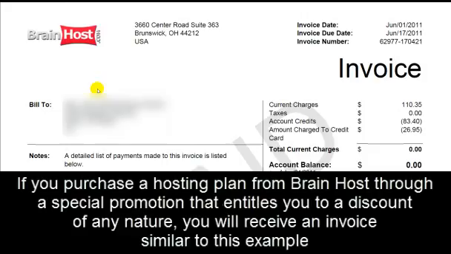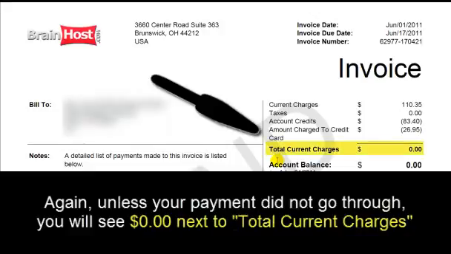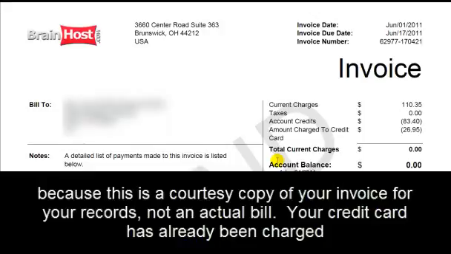If you purchase through a special promotion. If you purchase a hosting plan from BrainHost through a special promotion that entitles you to a discount of any nature, you will receive an invoice similar to this example. Again, unless your payment did not go through, you will see 0 next to the total current charges. Because this is a courtesy copy of your invoice for your records, not an actual bill, your credit card has already been charged.